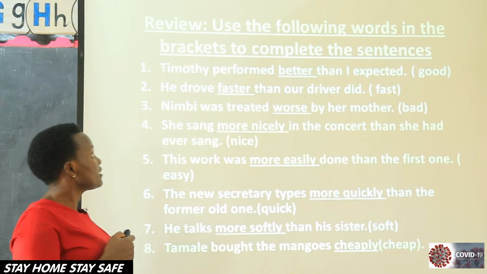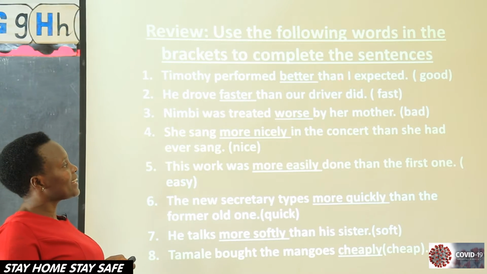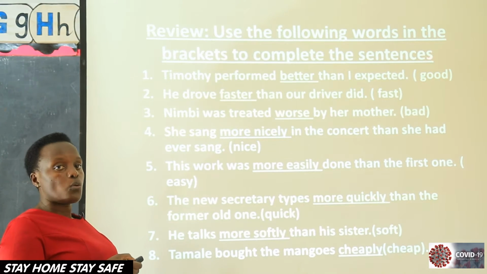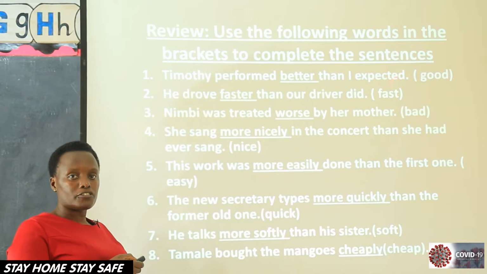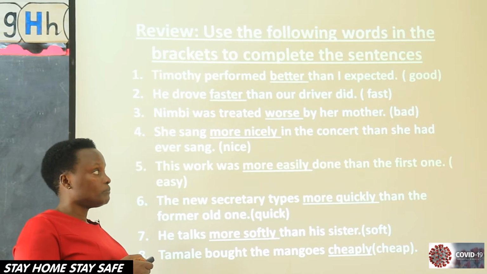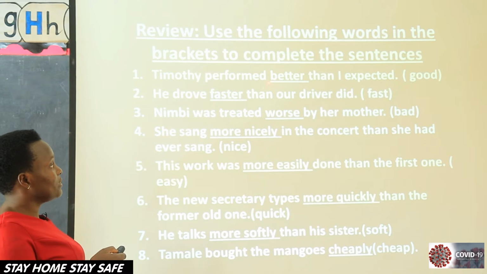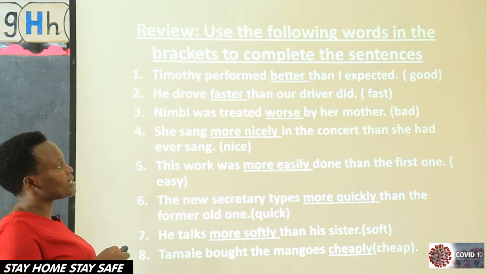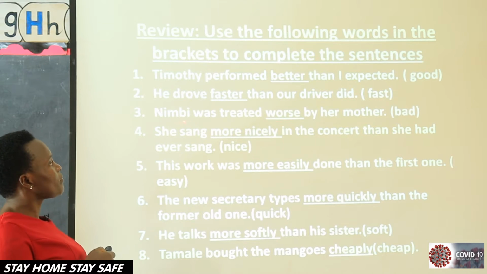So let's read. Timothy performs the dash than I expected. Good. When we have good, it is an adjective. So we have to get the adverb from good, which is well. And from well, we get the adjective better. He drove faster than our driver did first.